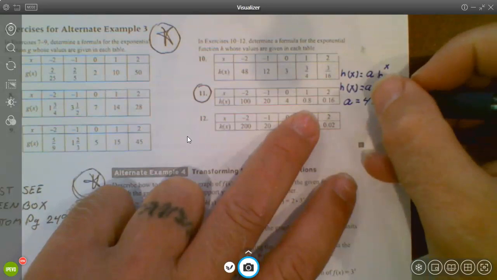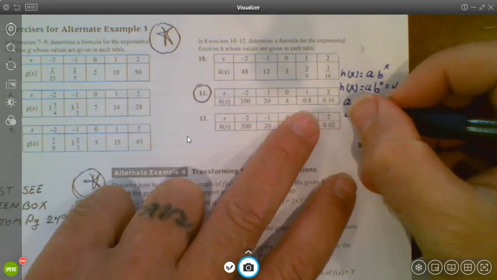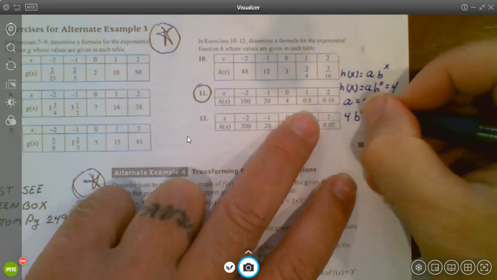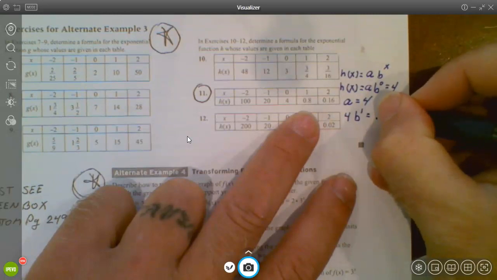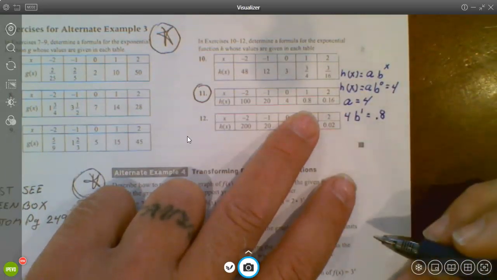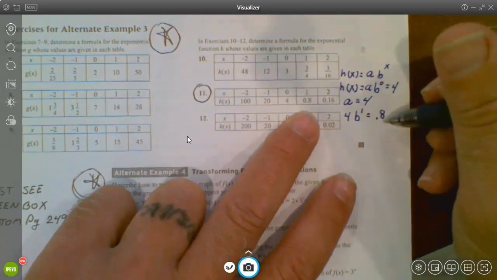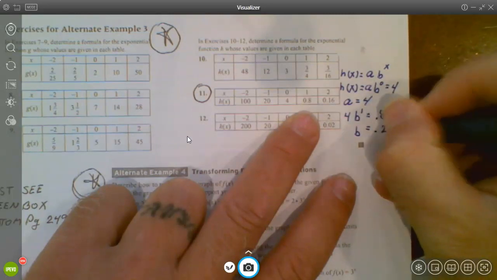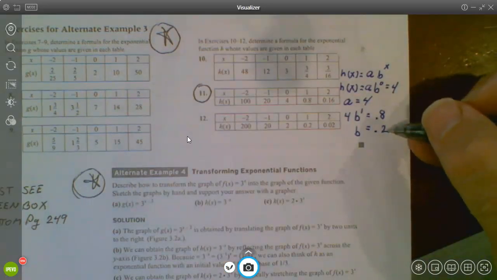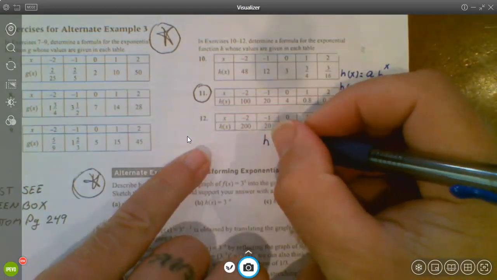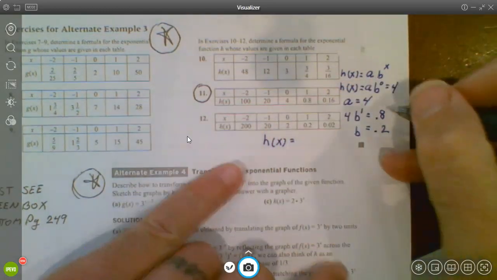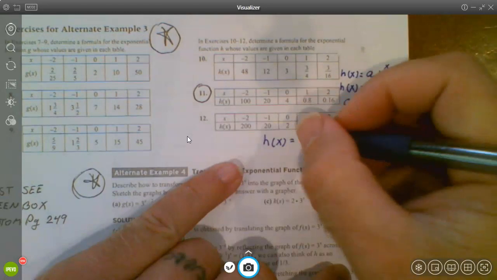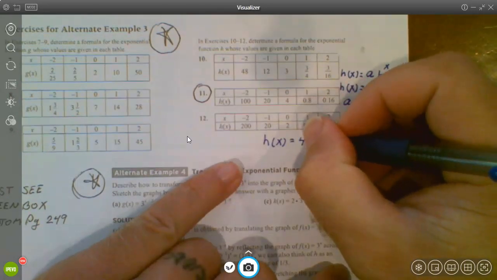So 4 is now our a value, and b to the first power came out to be 0.8, then all we have to do is divide that 4 over, and that tells us what our b value would be. So if we divide 0.8 by 4, we're going to get 0.2. And so there's our two key numbers that we needed in order to set up our function. So we now would just say, therefore h of x is equal to 4 times 0.2 to the x, which you could write as a fraction if you'd rather, call that 1/5. Doesn't really matter.